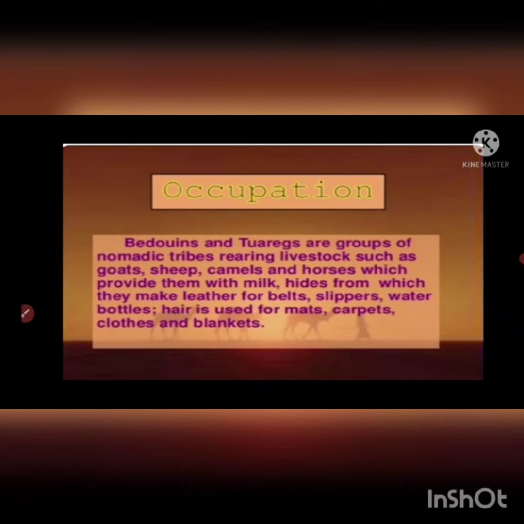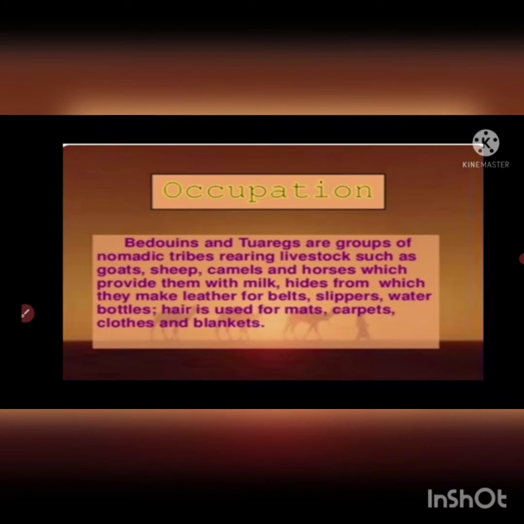Occupation. What do the people do there? People among them are Bedouins and Tuaregs, who are nomadic tribes rearing livestock such as goats, sheep, camels and horses. These animals provide them with milk. From hides they make leather for belts. These animals provide them milk, from which they can earn their livelihood.